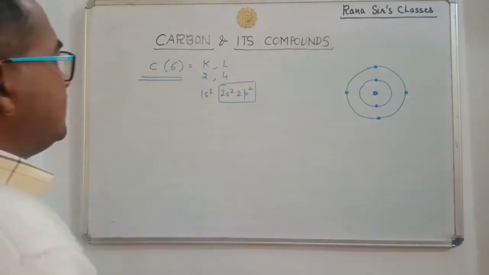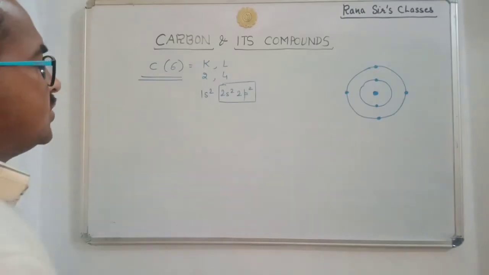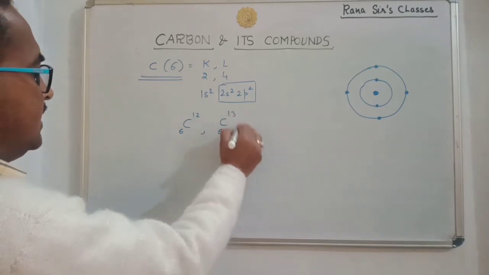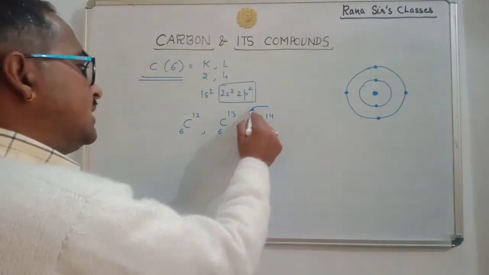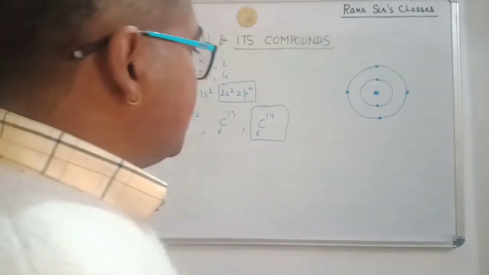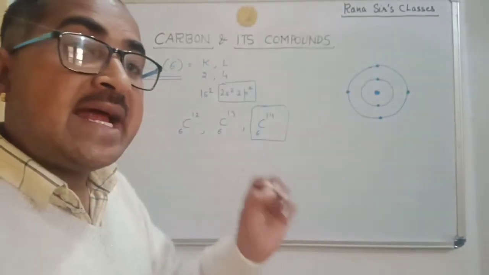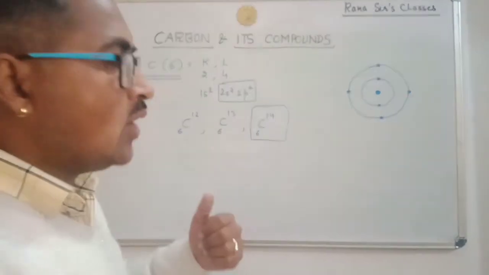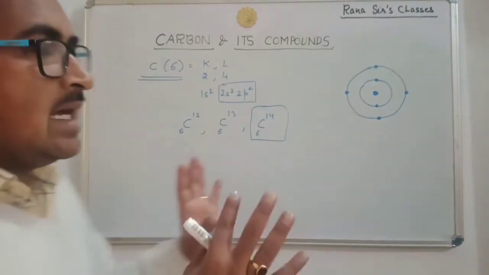And we have many types of isotopes of carbon, like carbon 12, carbon 13, carbon 14. Carbon 14 is scientifically very important, for carbon dating purposes, to know the age of old materials. So this was about carbon.